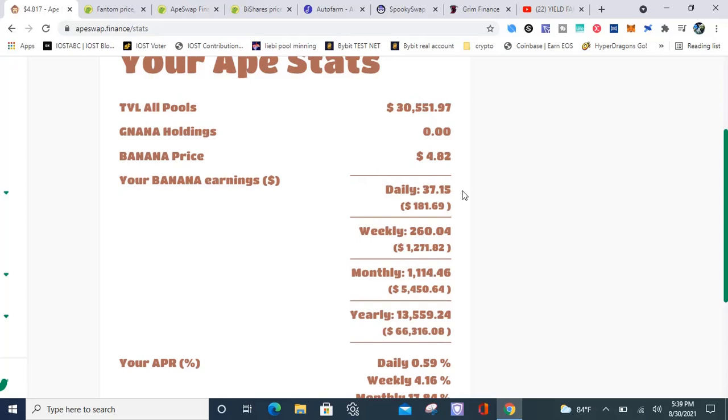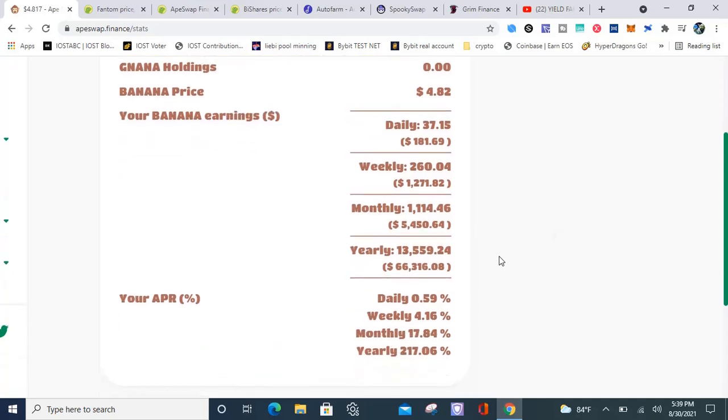I'm earning 37.15 banana worth $181.69. My money that I'm earning every day went up while I was on vacation. That's what cryptocurrency can do for you. Weekly, I'm earning 260 banana worth $1,271. Monthly, I'm earning 1,114 banana worth $5,450. Yearly, 13,559 banana worth $66,000.